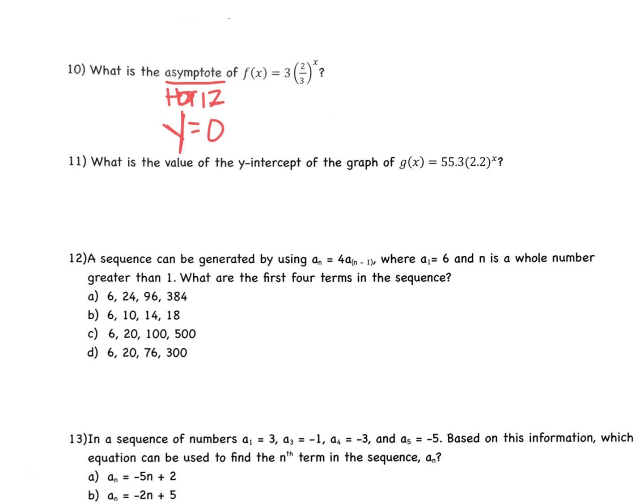For the next one, same thing with the y-intercept. The y-intercept is the a. If you were unsure, then you could definitely graph this in Desmos and double check it.